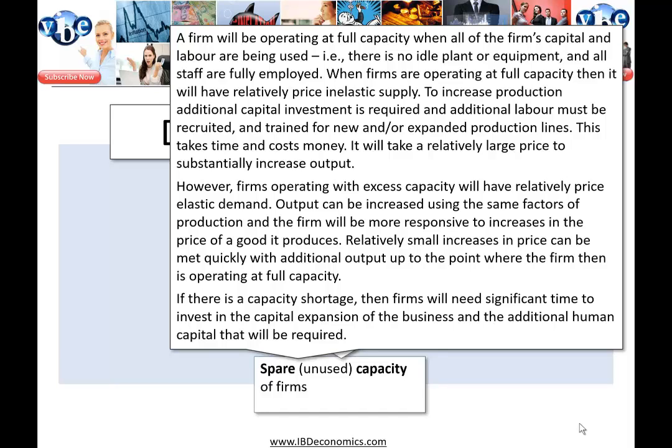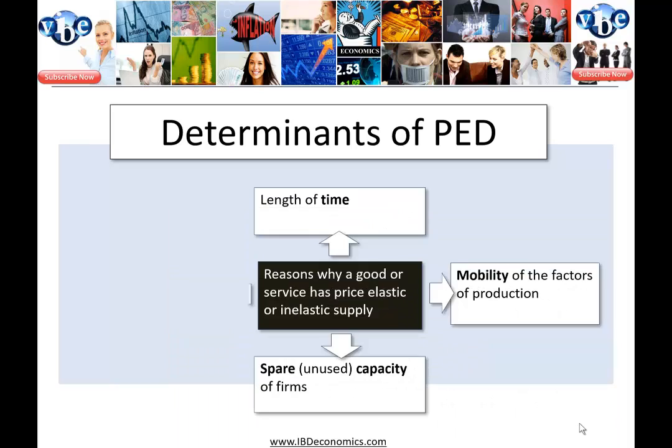But firms operating with excess capacity will have relatively price elastic supply. Output can be increased using the same factors of production, and the firm will be more responsive to increases in the price of the good it produces. Relatively small increases in price can be met quickly with additional output, up to the point where the firm begins operating at full capacity again. If there's a capacity shortage, then firms will need significant time to invest in the capital expansion of the business, and additional human capital will then be required.